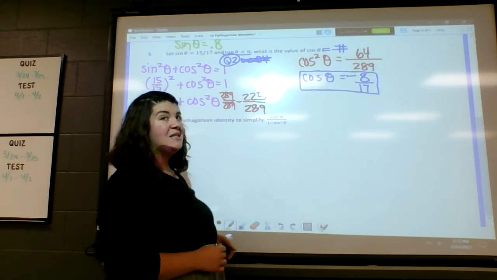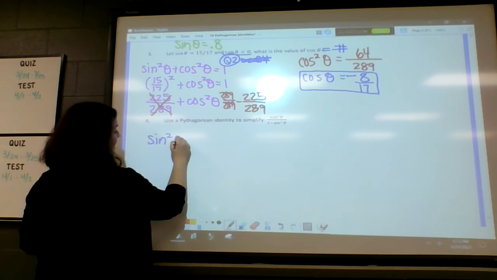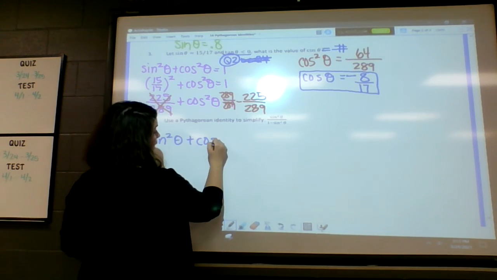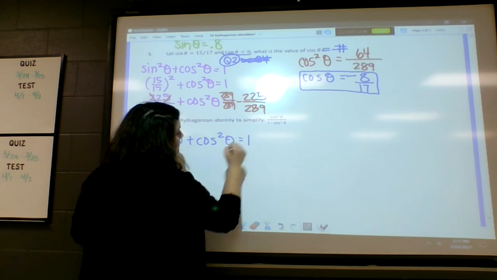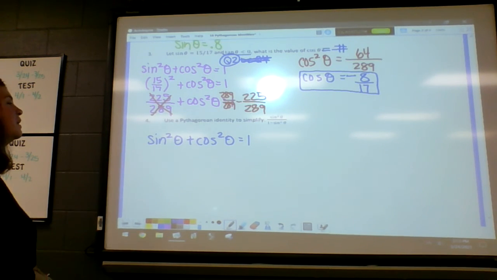Because they're all sine squared, I'm thinking we need to use the Pythagorean identity of sine squared plus cosine squared equals 1, right? Now, it wants us to simplify. The numerator is pretty simplified, right? The denominator is what's a little bit more complicated there. So we're going to simplify the denominator.